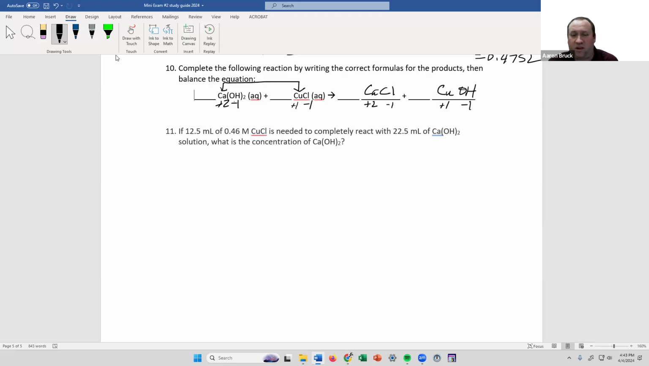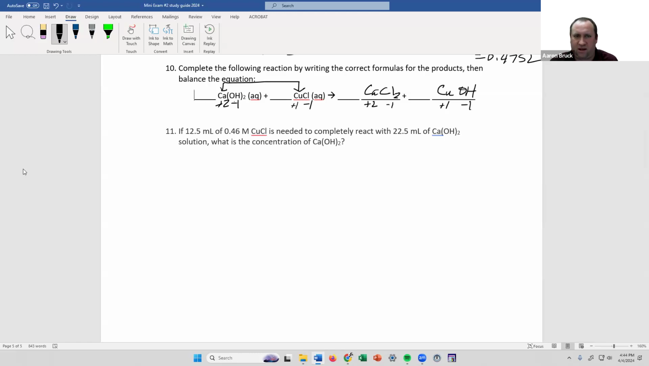I just need to determine what the chemical formulas are going to be. Calcium's +2, chloride is -1. The charges do not balance. So I do a crisscross. The 2 charge becomes a subscript. The 1 charge becomes a subscript as well. Calcium chloride is CaCl2. Copper is +1, hydroxide is -1. The charges match. Don't need to do anything else. Now I know I've got the correct compounds with the correct formulas.